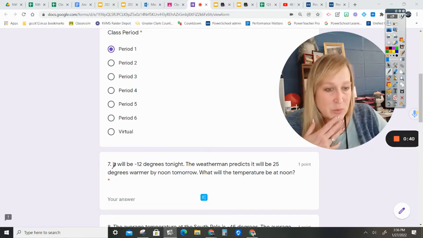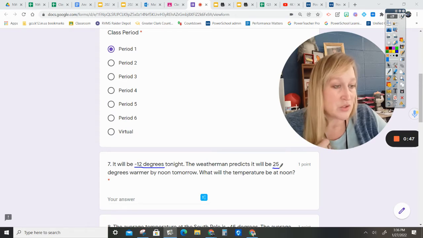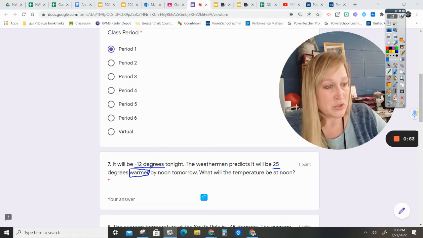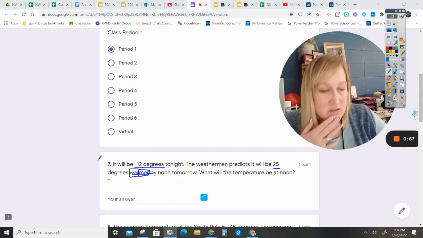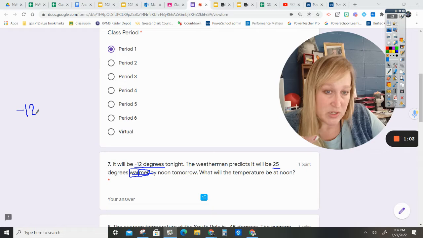So here's our word problem. It says it will be negative 12 degrees tonight. The weatherman predicts that it will be 25 degrees warmer by noon tomorrow. So what will the temperature be at noon? So that warmer means plus. So the number sentence that I need to use is negative 12 degrees warmer by 25.